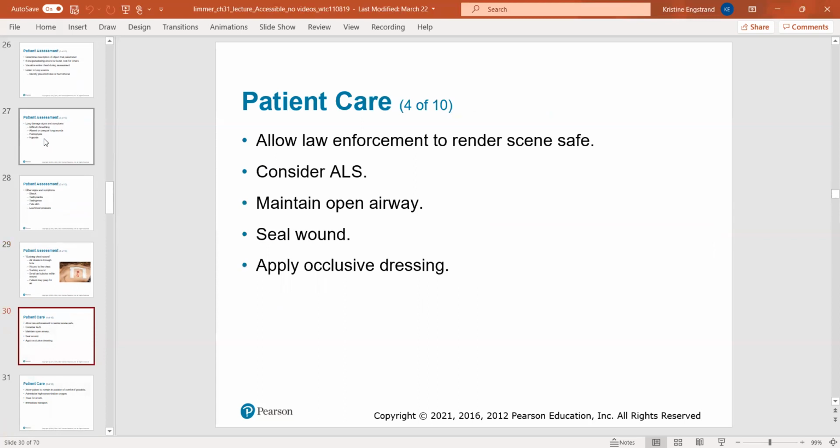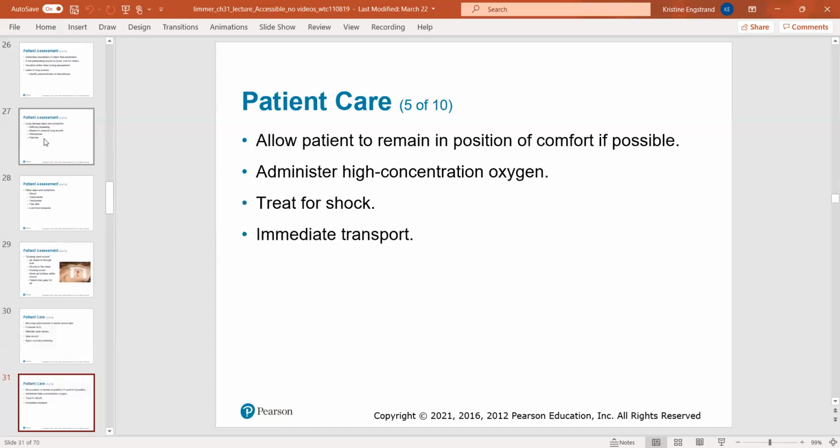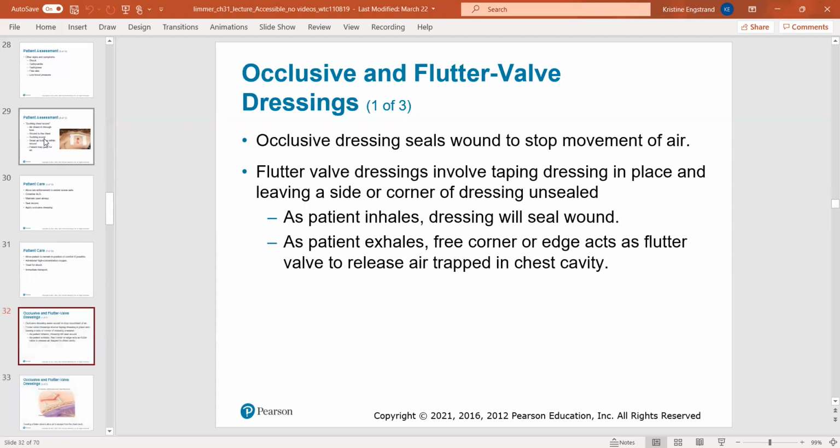Make sure your scene is safe whenever we've got these types of injuries. Consider ALS for some management of pain and other assistance, cardiac monitoring. ABCs, seal that wound, get the occlusive dressing on immediately. Treat for shock, high flow oxygen, keep them warm, immediate transport.